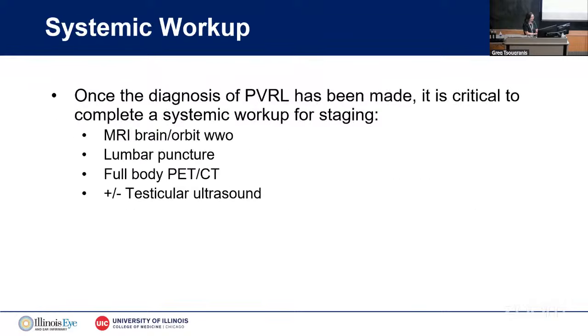Once the diagnosis of primary vitreoretinal lymphoma has been made, it's crucial to pursue a complete systemic workup for staging, which includes an MRI brain and orbit with and without contrast, and lumbar puncture, both to assess for CNS involvement, as well as a full body PET or CT, and testicular ultrasound to assess for systemic lymphoma.